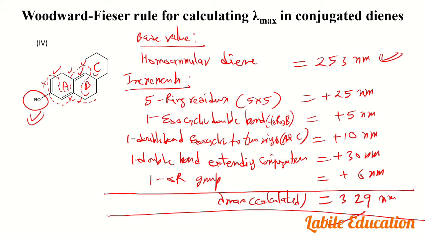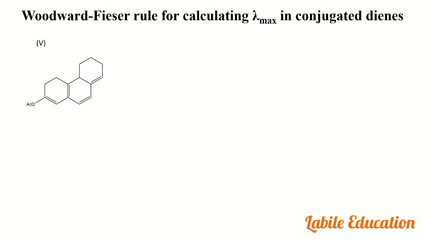This is 329 nanometer. Now the fifth example. Here you can see this is the homoannular diene system, and this is the heteroannular diene system here, and this is the middle one. In the middle also there is the homoannular diene system. But if you see this, this is the conjugated system, there is only this one up to this, right?